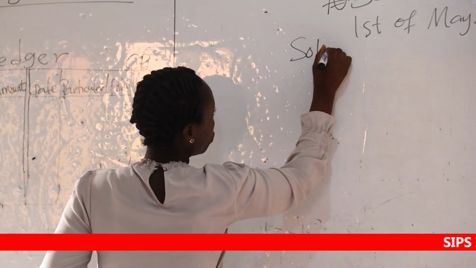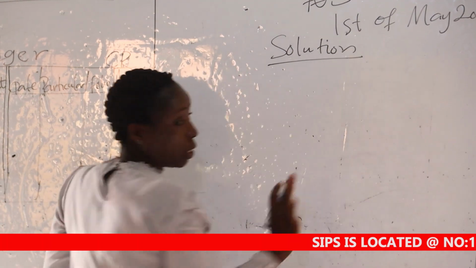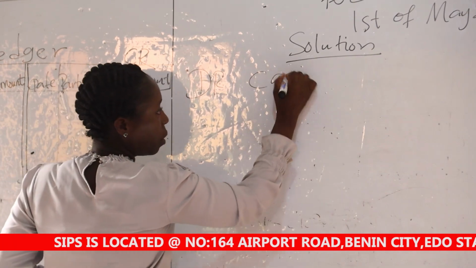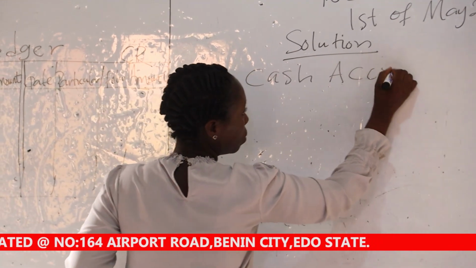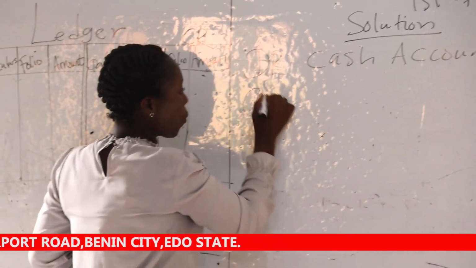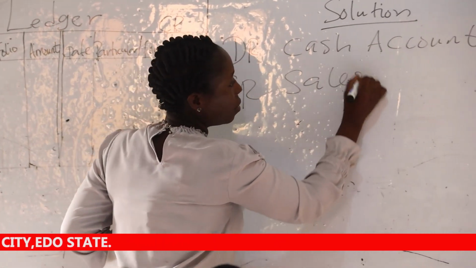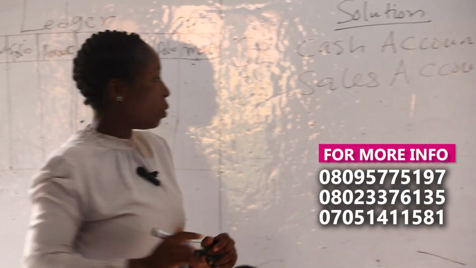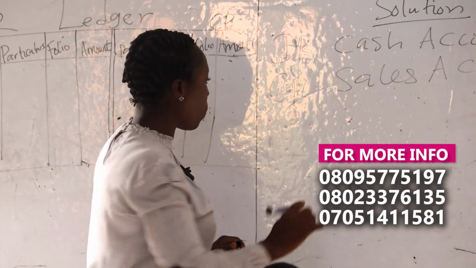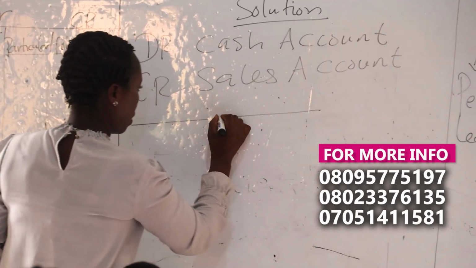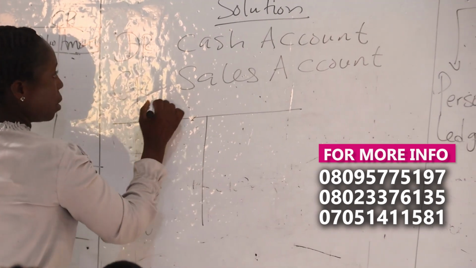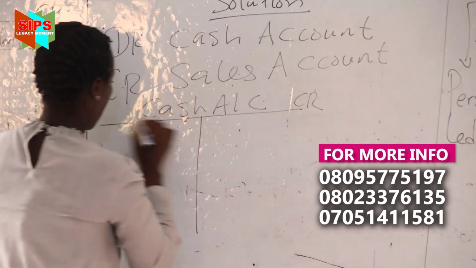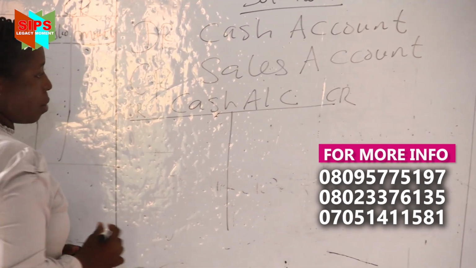So we open our ledger. We have the solution. First of all, you state what you want to do. You are going to debit cash account, then you credit sales account. So that's the first step to begin with. Now you're going to the posting proper. You open your ledger as stated. This is your cash account, your credit side, your debit side.